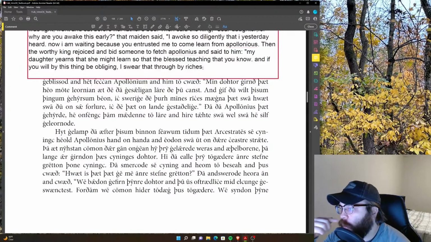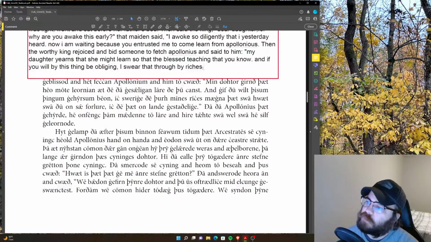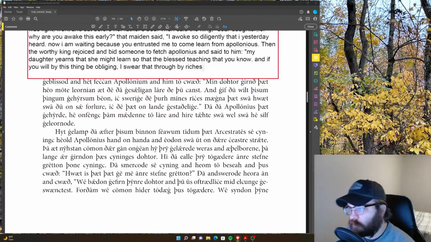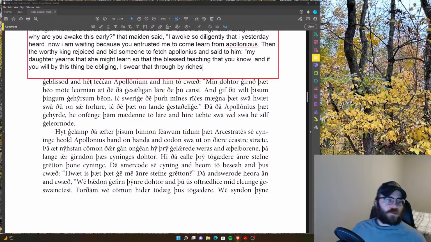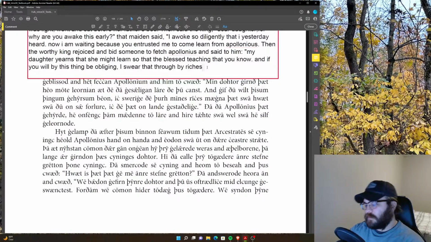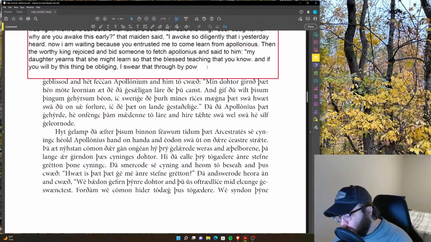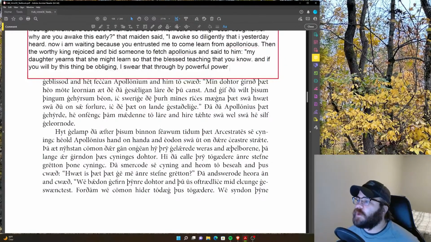Oh man. Through my riches. Through my rich. This is also it. These both, so richa could be. This is the genitive case, meaning that this is through the means of my powerful power. There we go. That's what I'm gonna say. The means of my powerful power.